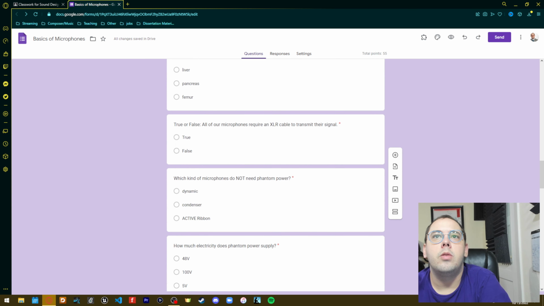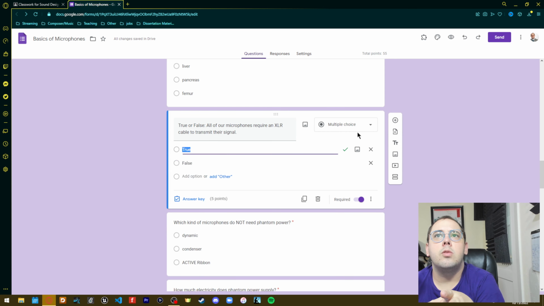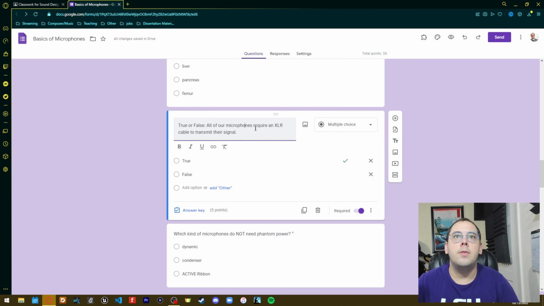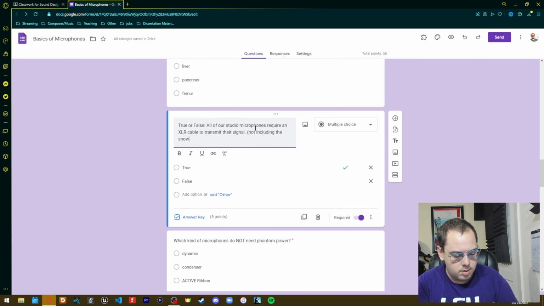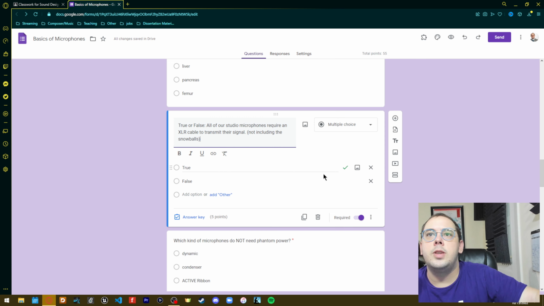Okay. True or false? All of our microphones require an XLR cable to transmit their signal. This is true. So, none of our microphones are wireless. I should say technically, I'll adjust this question right now. So all of our studio microphones, not including the snowballs. So the answer to this is true, as you can see right there.